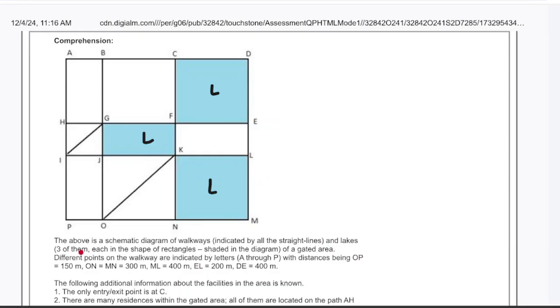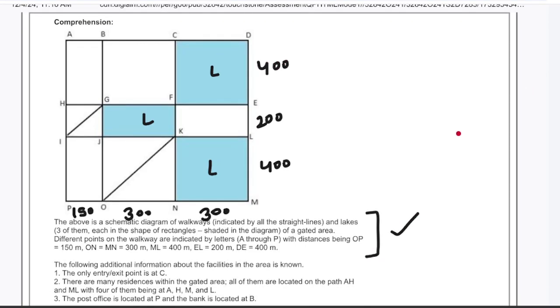The distance OP is equal to 150, so this distance OP is 150. ON is 300. MN is again 300. ML is 400. EL is 200. And DE is 400. This information which we have been given, note it down as important. In CAT, summarize every piece of information so we can talk to the point.